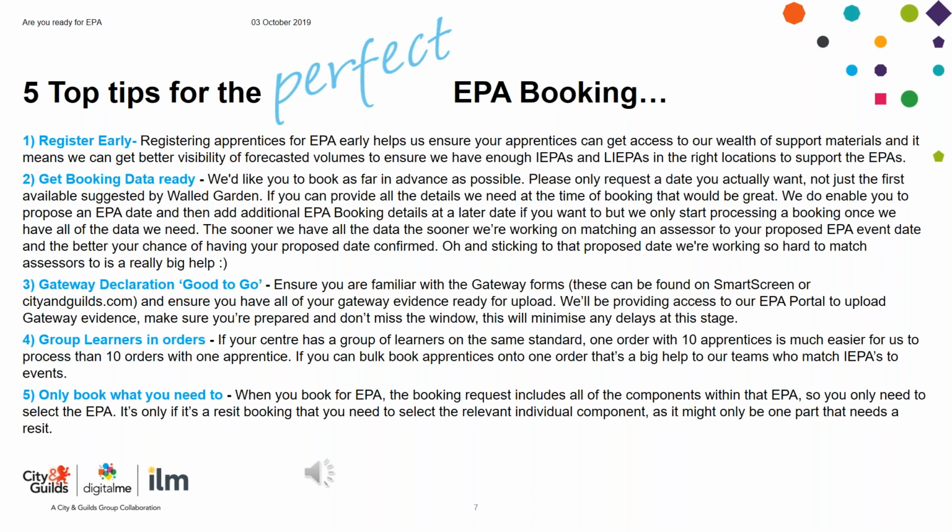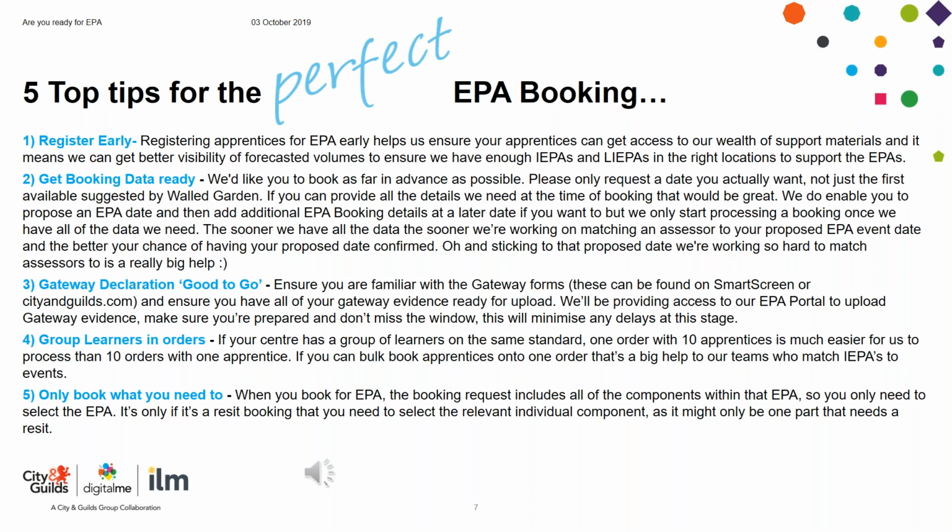5. Only book what you need to. By this we mean book the correct product code. If you know you're only booking a resit, it may be only one element of the EPA that needs to be resat. You will need to check our master product codes to ensure you use the correct 6-digit product code.